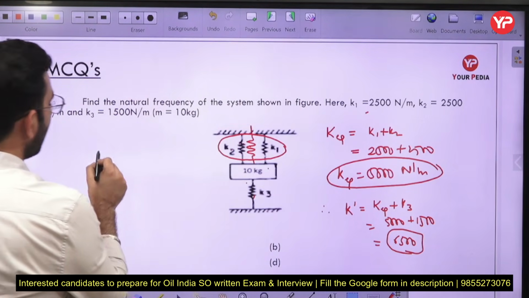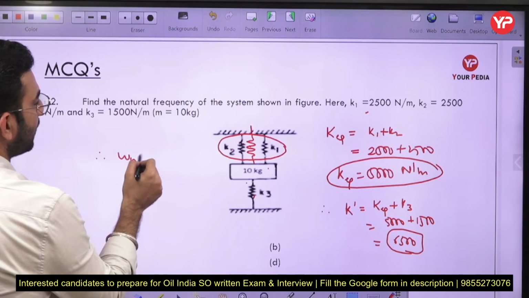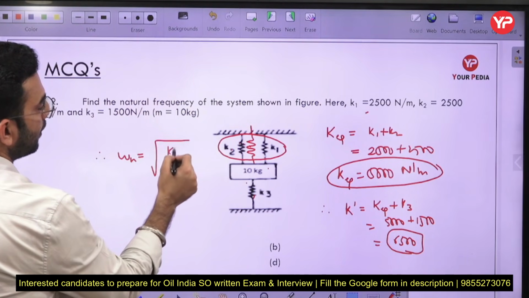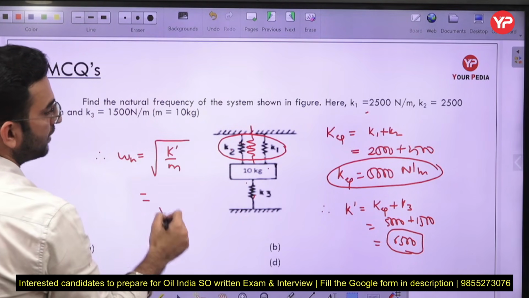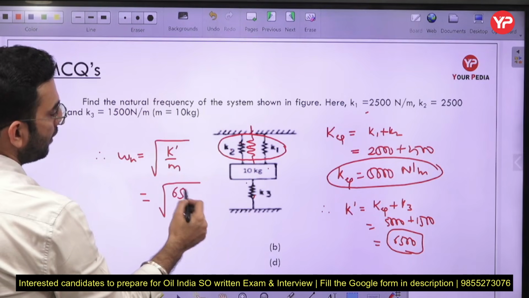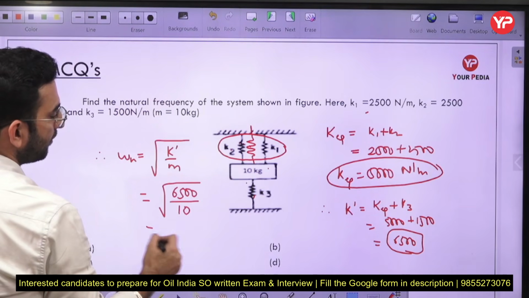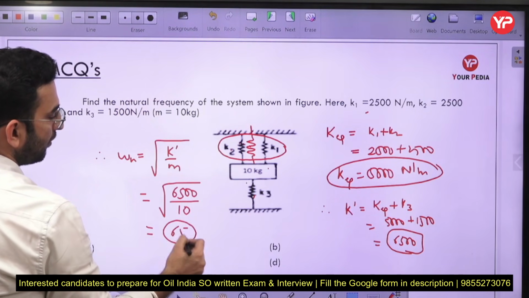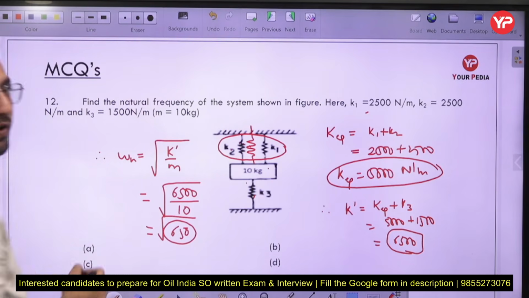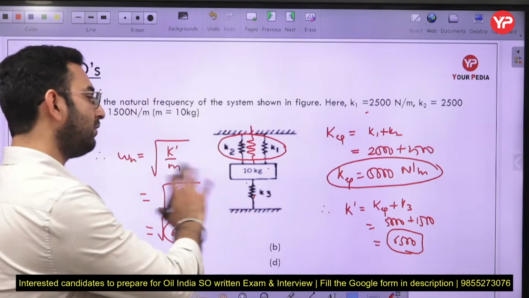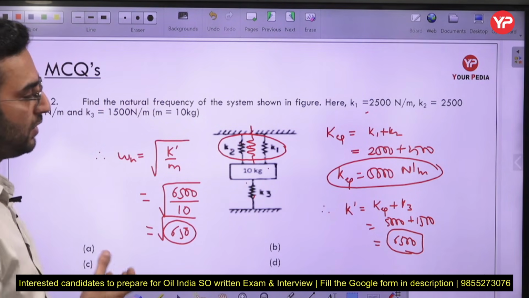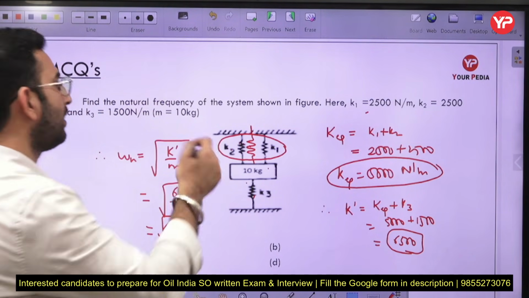Therefore the natural frequency of the system will be the square root of k dash upon m, and the final answer will be 6500 divided by 10. Just take the square root and you will get your final answer. So you have to mark the correct option according to that. Again, the question is very simple, you just have to use the basic principles only.